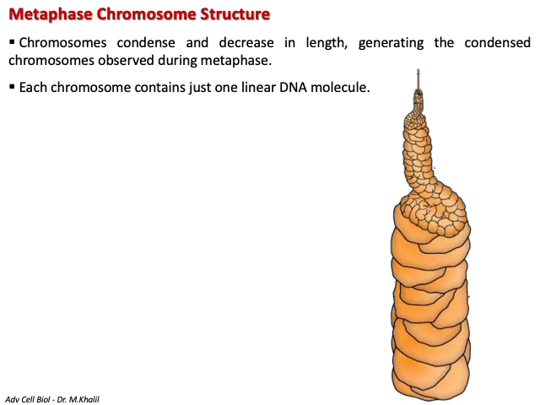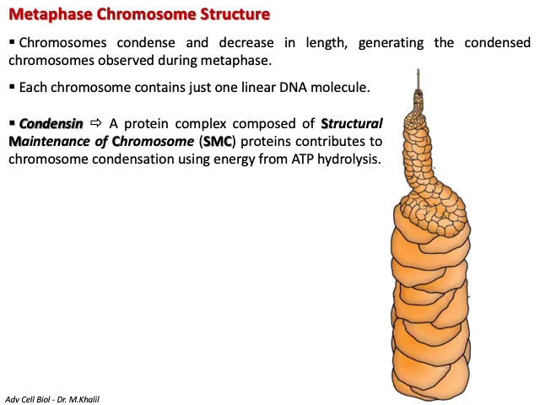What is a metaphase chromosome? The metaphase chromosome is a higher level of condensation leading to a decrease in the length of the structure, generating the condensed form observed during metaphase. It's the only structure of the nuclear material that you can see under the light microscope. Each chromosome contains just one linear DNA molecule. Condensins, a very important protein complex composed of structural maintenance of chromosomes proteins, SMC, contribute to chromosome condensation using energy from ATP hydrolysis.